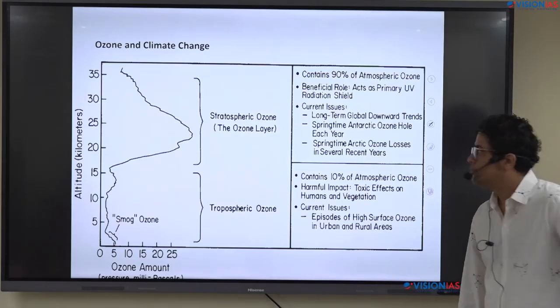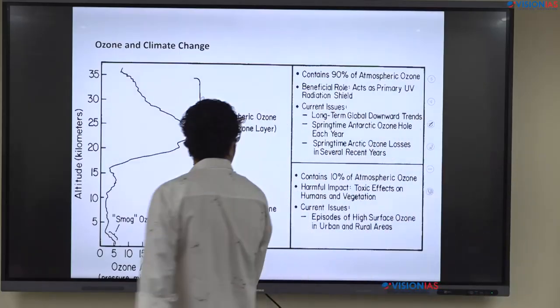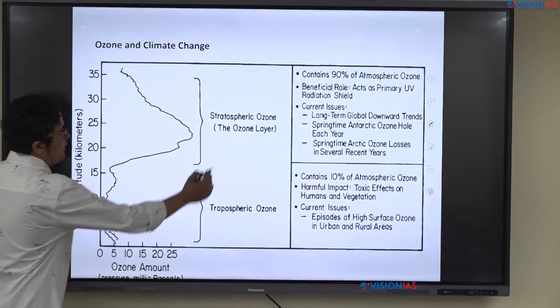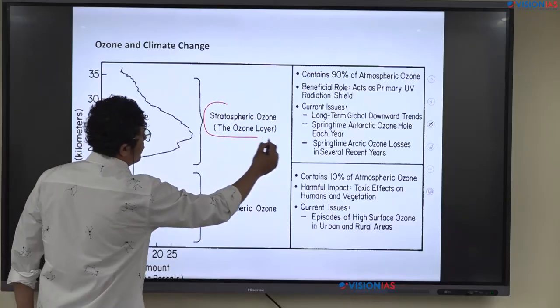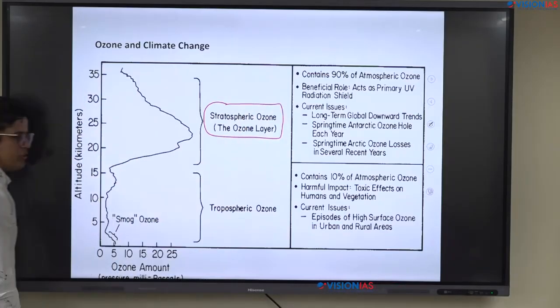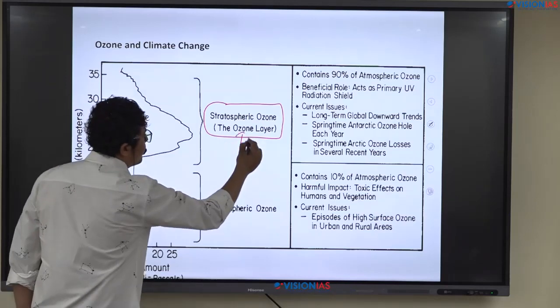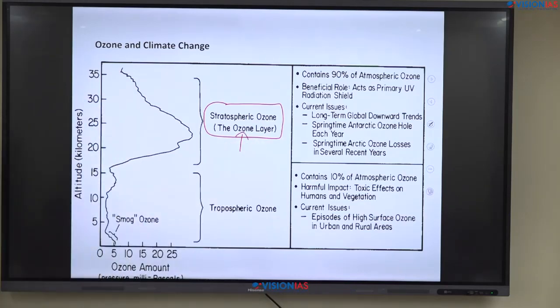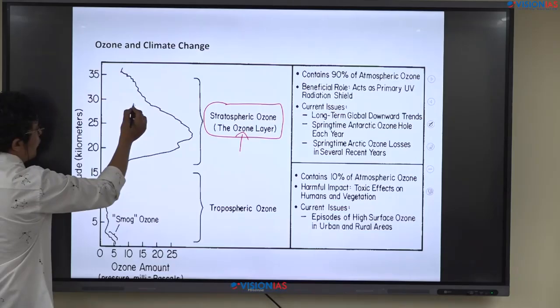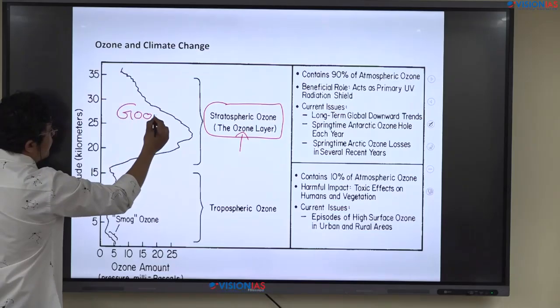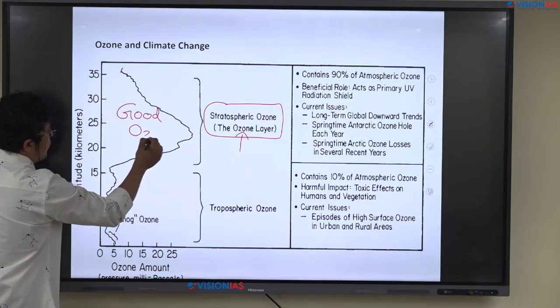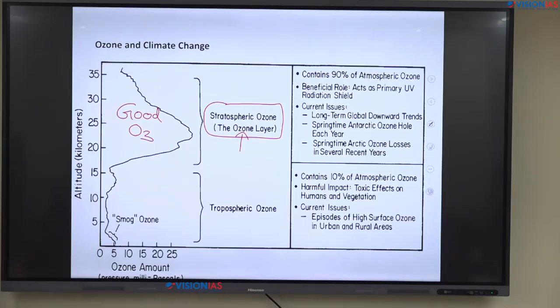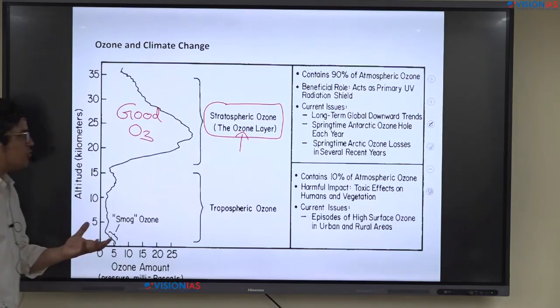Okay. So look here. Ozone is present in stratosphere. You call it ozone layer. This is good for you. It is good ozone. Why do we call it good ozone?